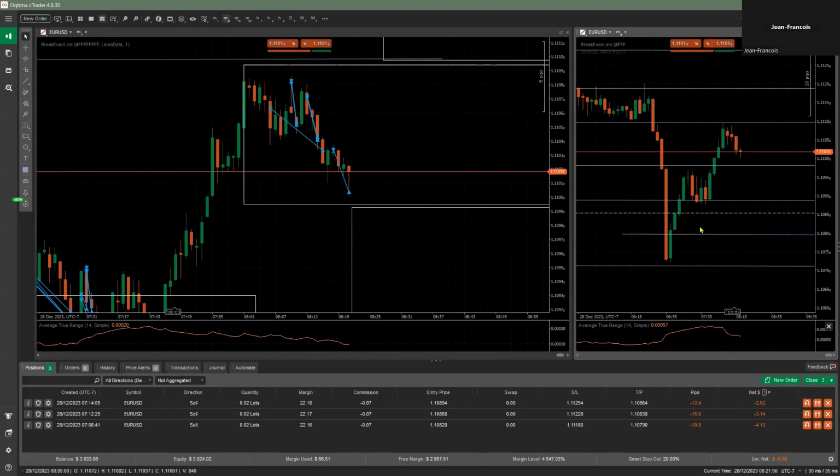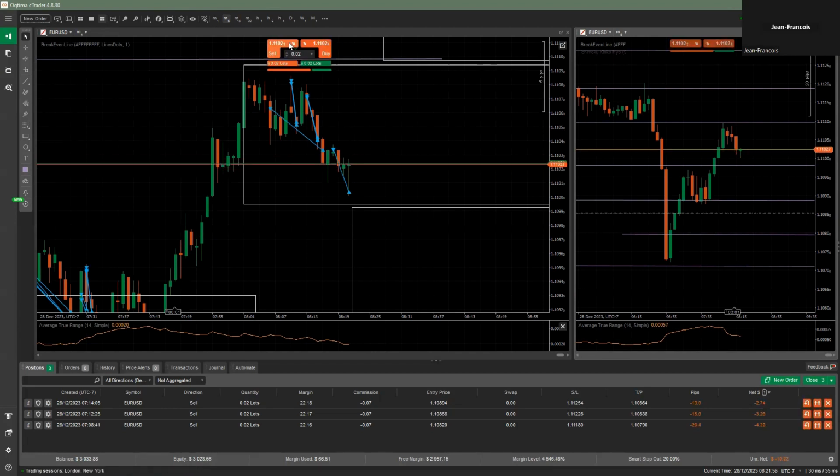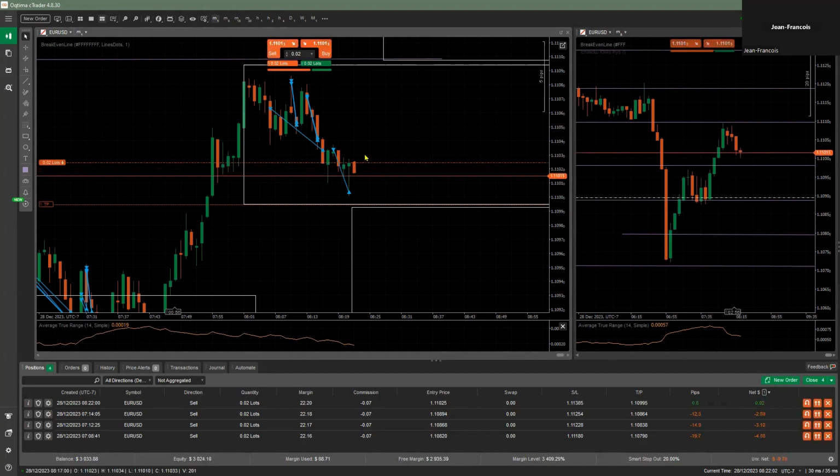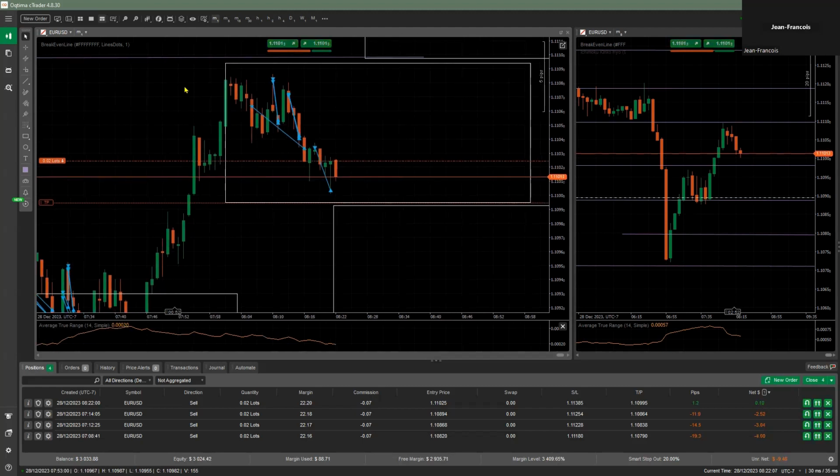All right, so we just closed a few more trades. Let's reopen a few more trades. One right there. If it pushes up into this zone there, I'll reopen them again, or reopen more.